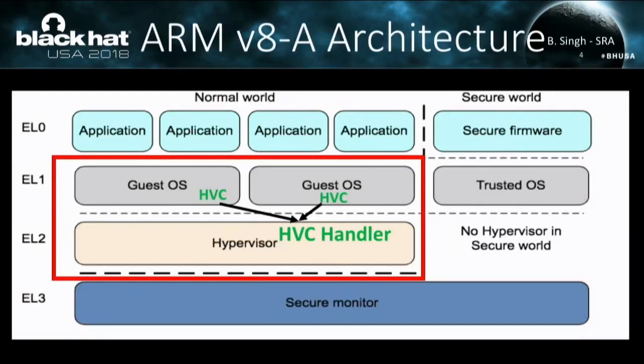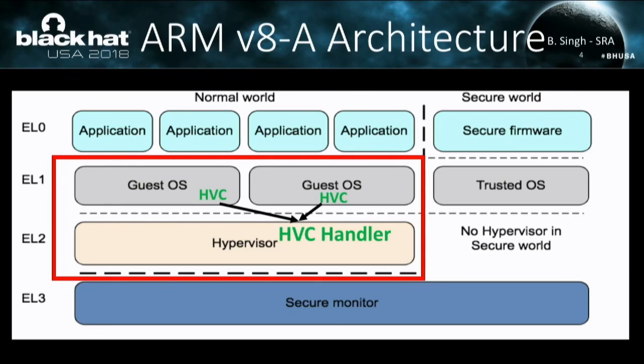Okay, so I will start with the basic ARMv8-A architecture. As we know, in ARMv8-A there are 4 exception levels, and a program executes in one of these 4 exception levels. Exception levels determine the privilege level. The higher the exception level, the more privilege it has. So the hypervisor running in EL2 will have more privilege than the guest OS that is running in EL1.